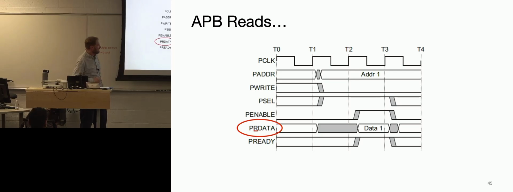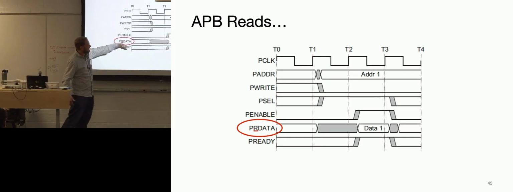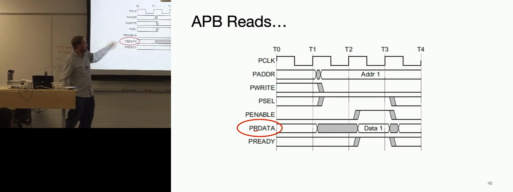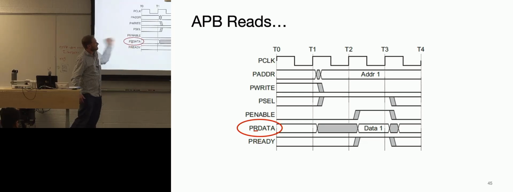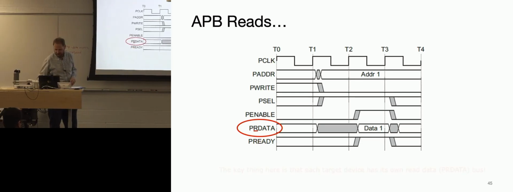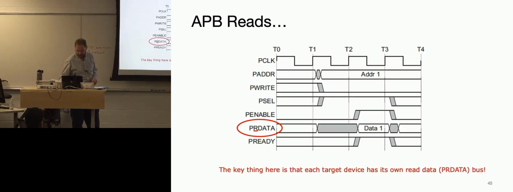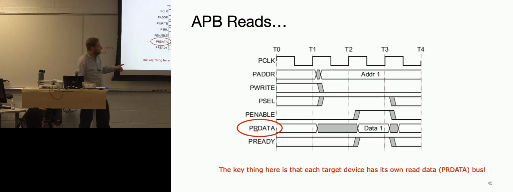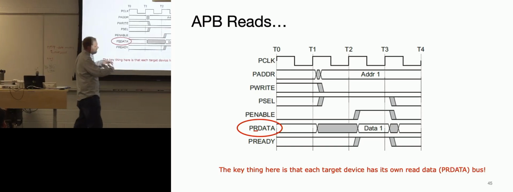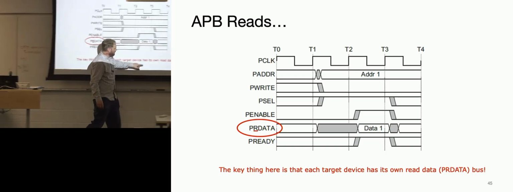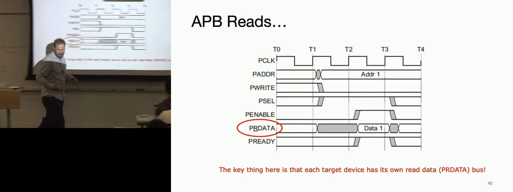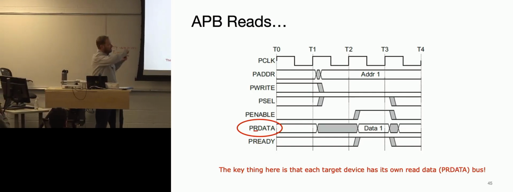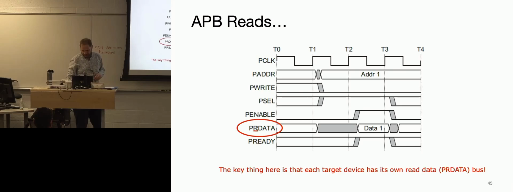Okay, what about P write data? What happens when you want to read, sorry, this is P read data. This is when you want to read data out. Okay. And also remember that each peripheral or completer has its own data bus. That was going back to that diagram. We saw all the yellow wires coming back.